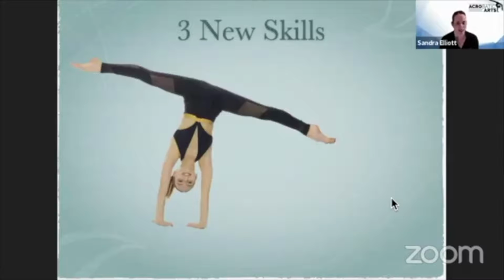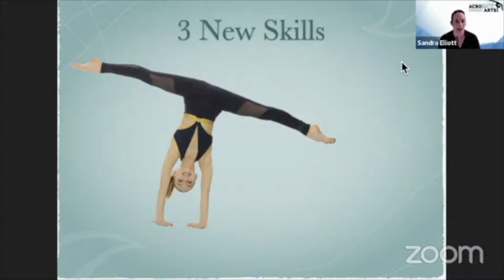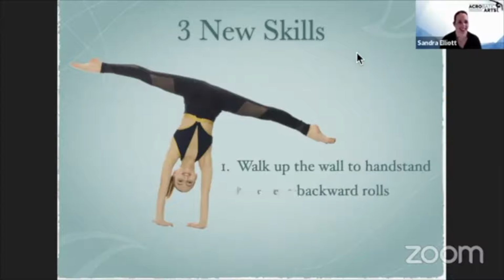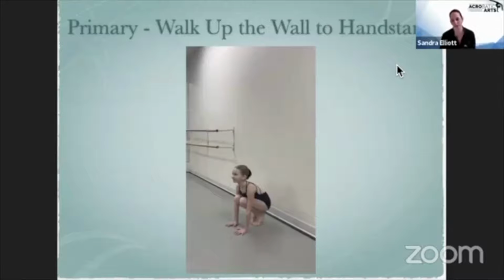All right, so now we are going to take a look at our 3 new skills. So there aren't very many, there's just 3. We're really down to the fine tweaking now of our syllabus. So the 3 new skills, number 1 is going to be walk up the wall to handstand. Number 2 is going to be pre-backward roll. And number 3 is going to be our 2 continuous cartwheels. Okay, so we'll start out by talking about walk up the wall to handstand.